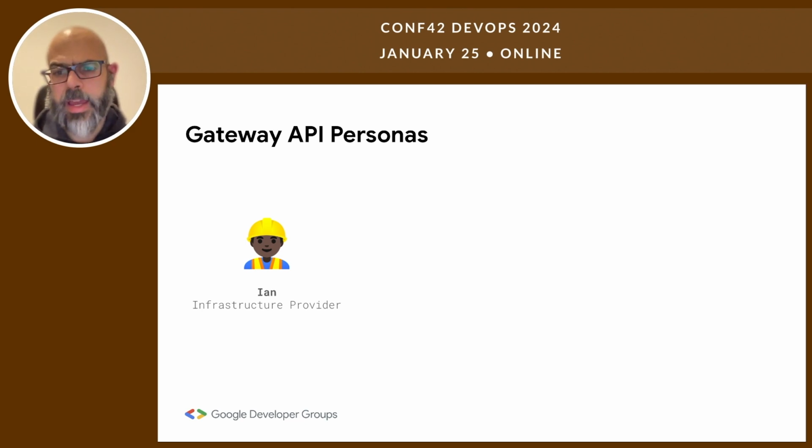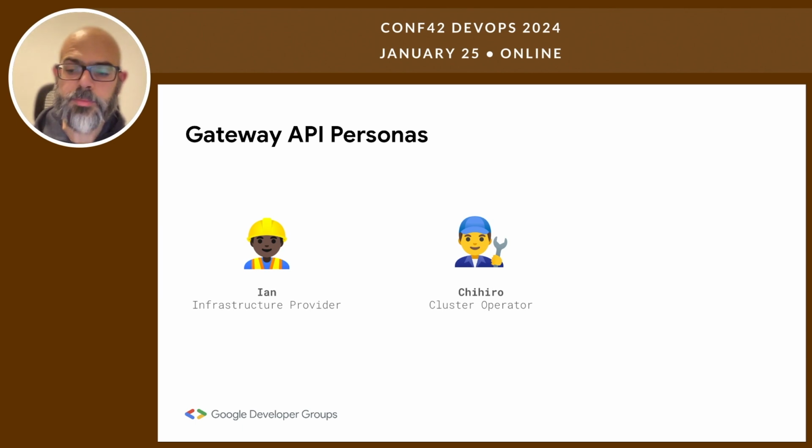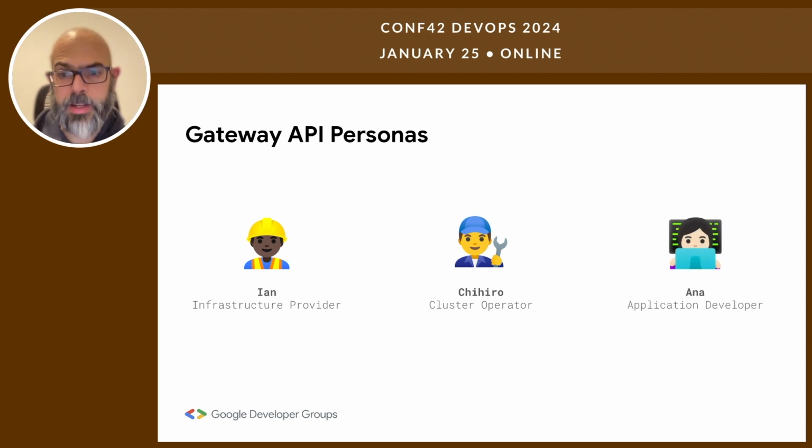Well, any persona of the Gateway API has a name because who designed it wanted to give a strong meaning to the personas. The first persona is called Jan. He's an infrastructure provider. The second one is Chihiro, and he is a cluster operator. And the third one is Anna, an application developer.